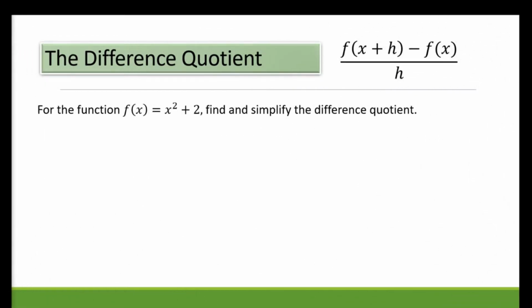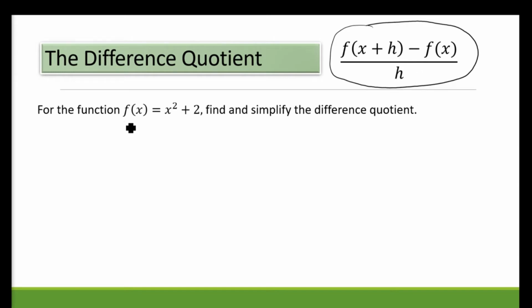ourselves of the difference quotient. So if you think back to the last algebra class you took, you may have talked about this expression called the difference quotient. So if I have some function f of x, the difference quotient is f of x plus h minus f of x over h.